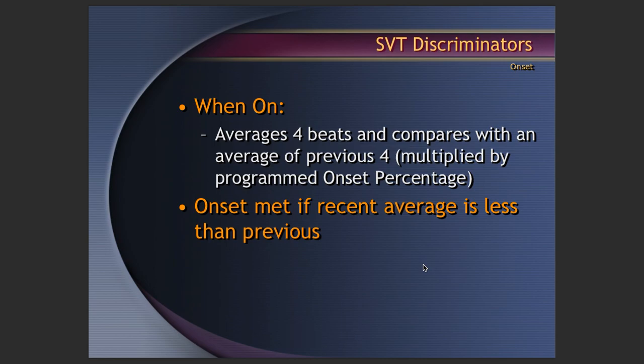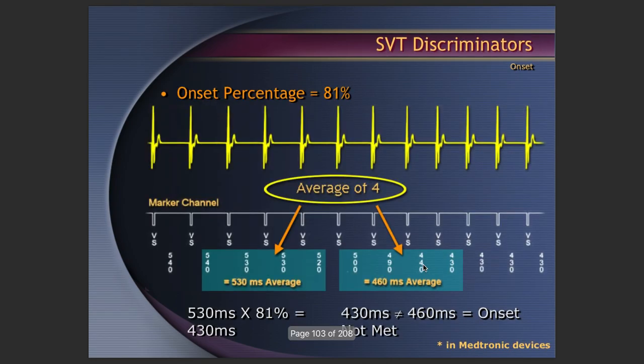VTs most commonly get triggered with a VPB. Otherwise, the most common onset is an acute onset, all of a sudden. Similarly, the onset averages 4 beats and compares it with an average of the previous 4 beats, which is multiplied by the programmed onset percentage. The onset is met if the recent average is less than the previous. So how does it happen? This is how the recording looks over here.